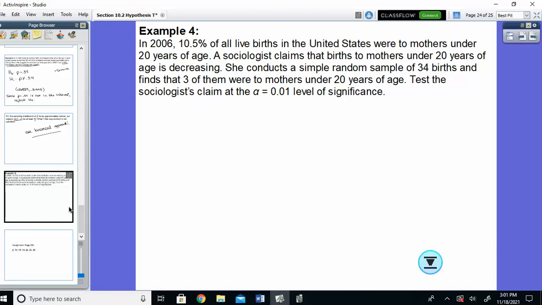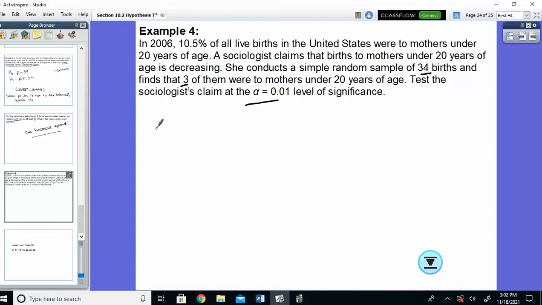In 2006, 10.5% of all live births in the United States were to mothers under 20 years of age. A sociologist claims that births to mothers under 20 years of age is decreasing. She conducts a simple random sample of 34 births and finds that 3 of them were to mothers under 20 years of age. Test the claim at alpha equals 0.01 level.